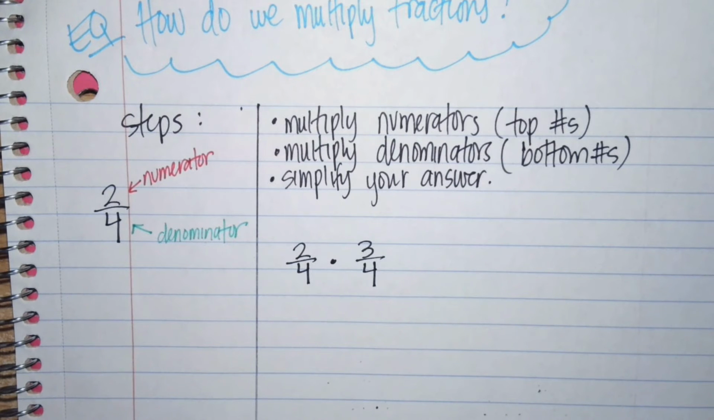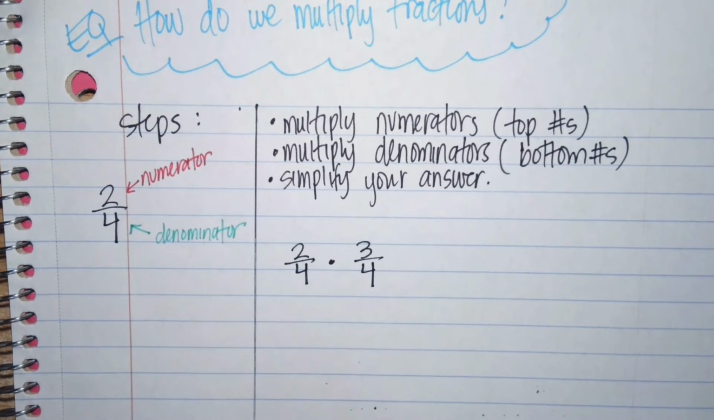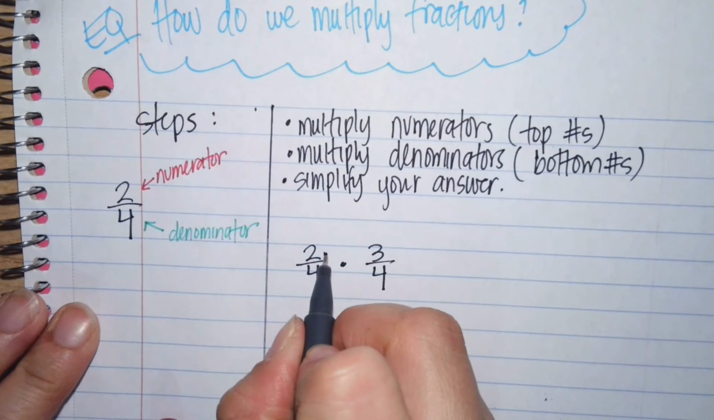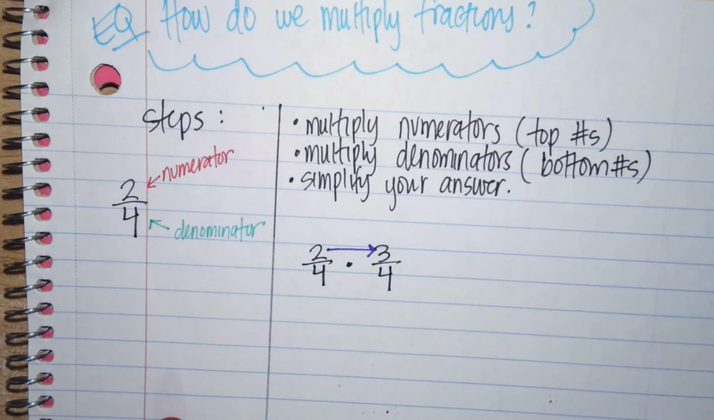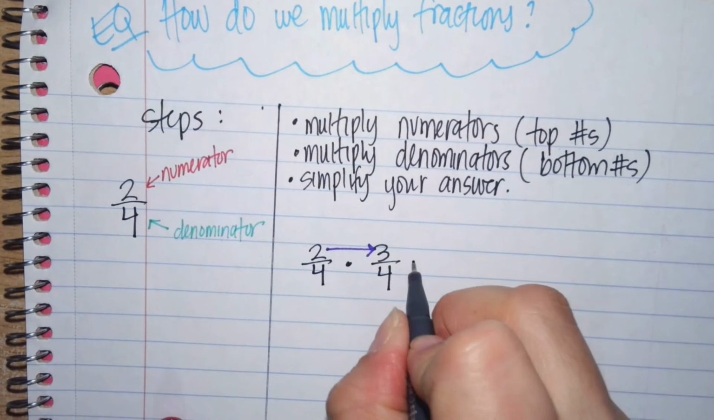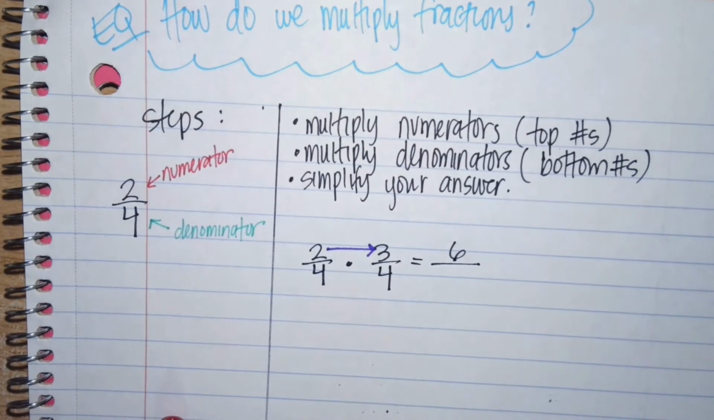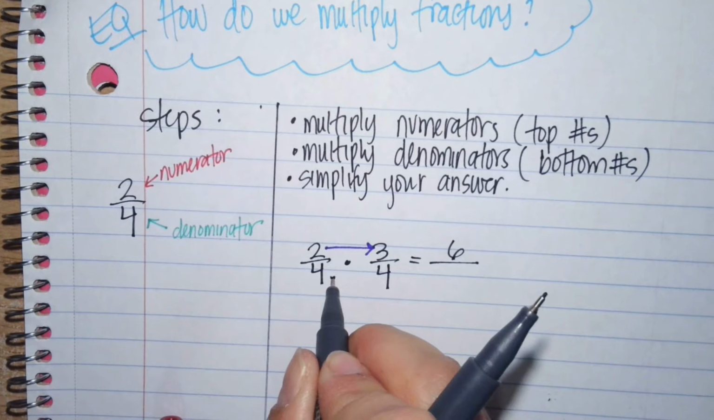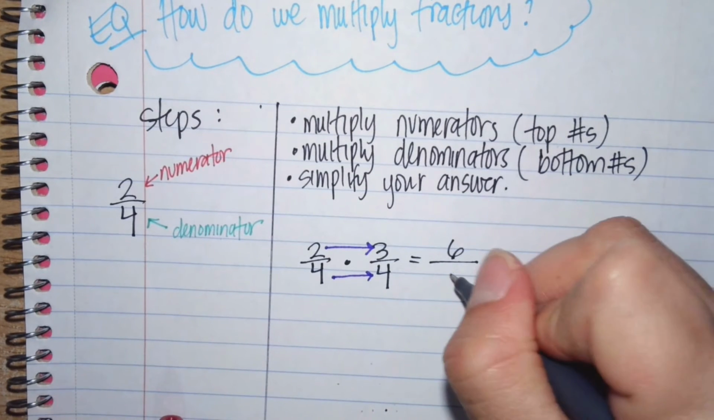So what we're going to do is take our numerators, which are your top numbers, and just multiply them together. In this case, we're going to multiply 2 times 3, which is going to give us 6. And then we're going to take our denominators and multiply those together. 4 times 4, that's going to give us 16.